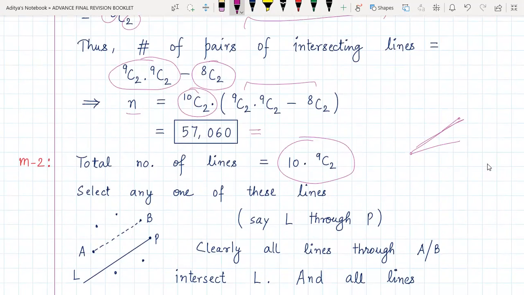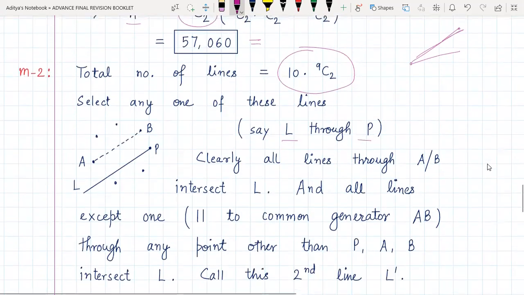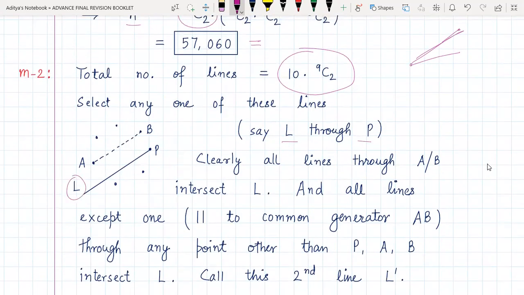Okay, let's call it L through the point P. So we have selected a line L, right? Now, of course, how would this have been generated? Through some unique generator line, and we are calling that generator line AB. Now all lines through point A or point B are going to certainly intersect L.